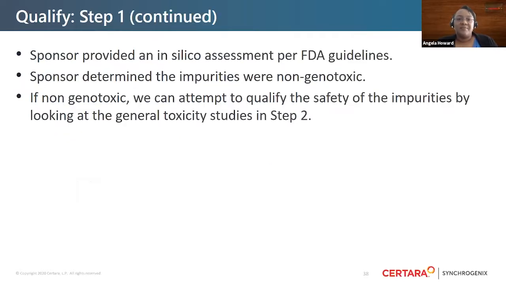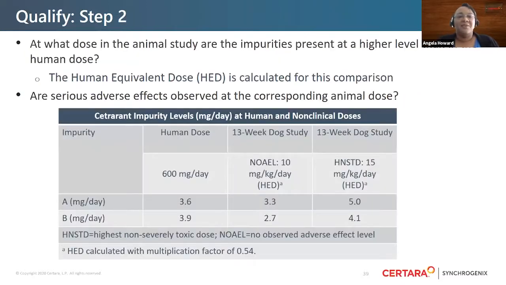Next slide, please. And so in this case, the sponsor provided an in silico assessment per FDA guidelines, and they determined that both impurities were non-genotoxic. And so now if we are comfortable that they're non-genotoxic, we can attempt to qualify the safety of the impurities by looking at the general toxicity studies in step 2. And next slide, thank you.